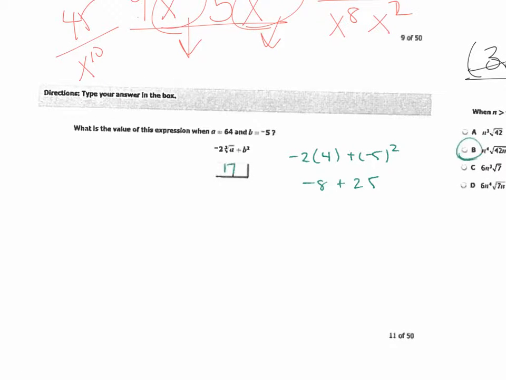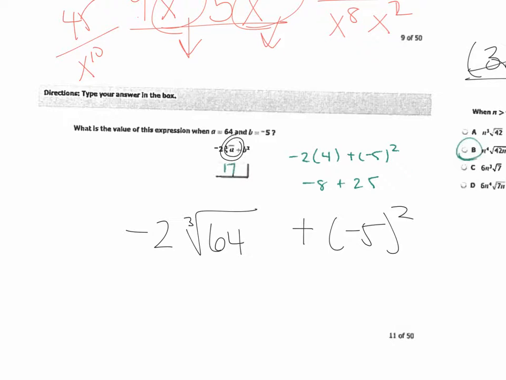If I look at this one, this is number 11, negative 2 times the cube root of 64 plus negative 5 squared. Notice this is just over a. This cube root doesn't go over the whole thing. It just goes over a. A lot of people mess that up. In your calculator, how you get a cube root is you hit the math button and then you hit the number 4. If you didn't know the cube root of 64, it's 4.